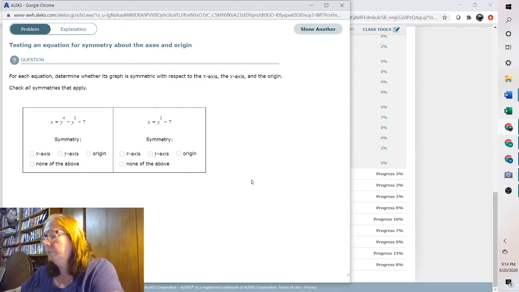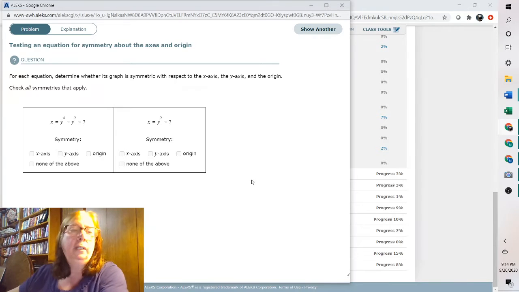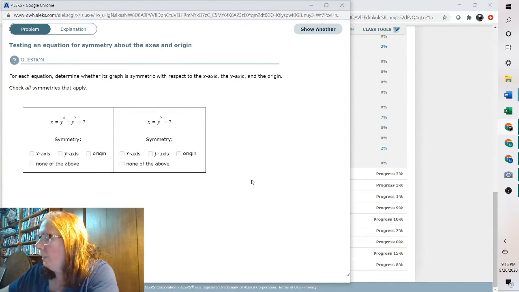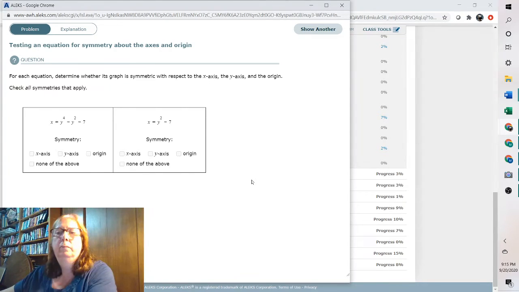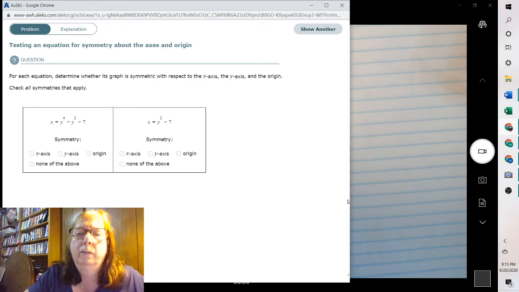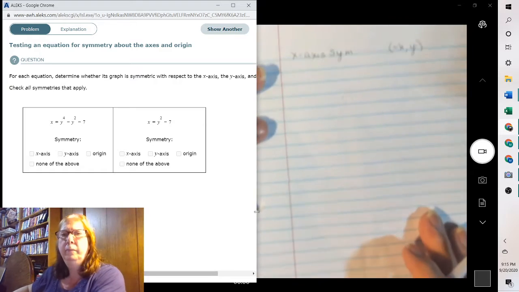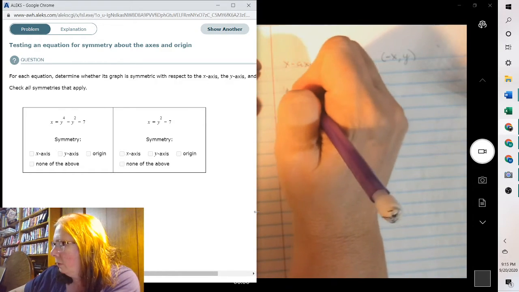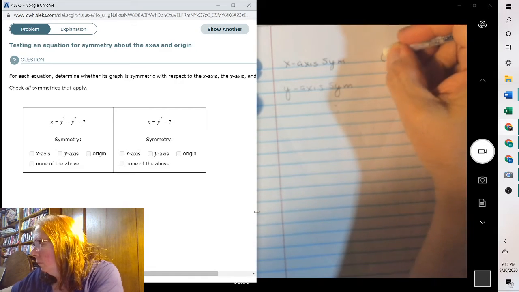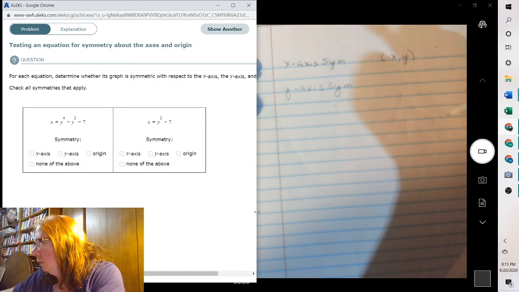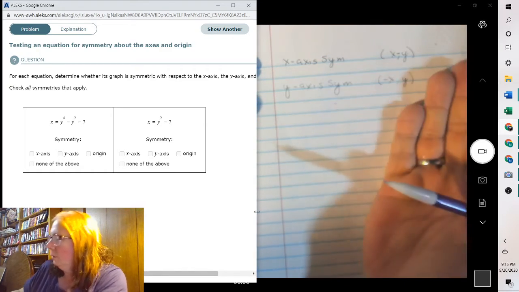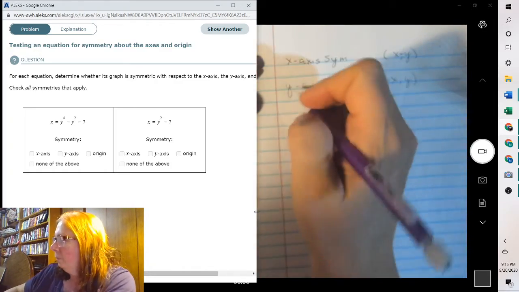Okay, testing for symmetry. When you're checking for symmetry, put in negative x and y, and if you get the same values back, then it has x-axis symmetry. For y-axis, x-axis flips here, flips down. It's this one. Because it's flipping across, it's changing the x value for the y. And origin is both of them.